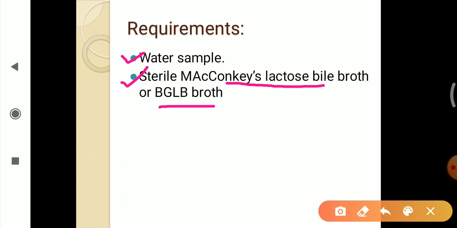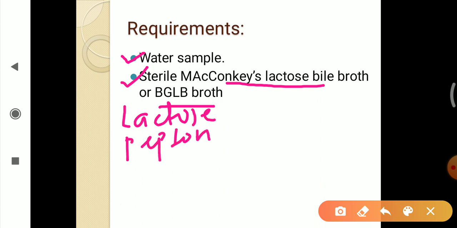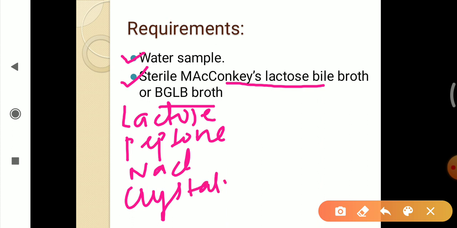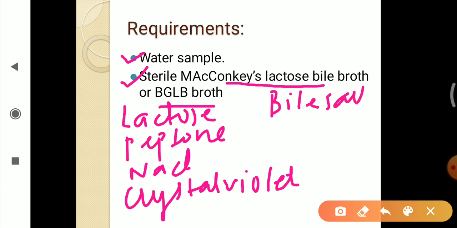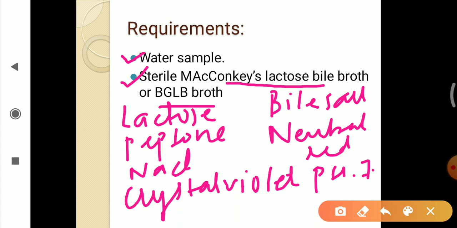MacConkey lactose bile broth consists of lactose, peptone, NaCl, crystal violet, bile salt, neutral red, and agar powder. It is a broth, and the pH we maintain is around 7.4. Okay, this is the composition of the MacConkey lactose bile broth.